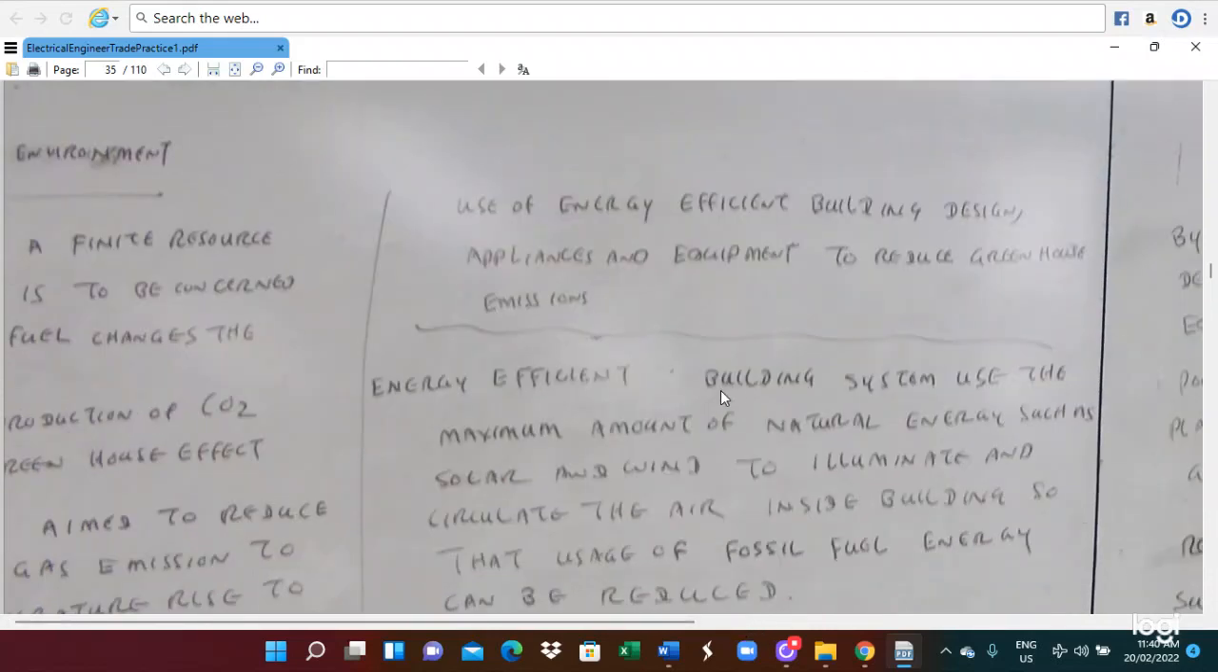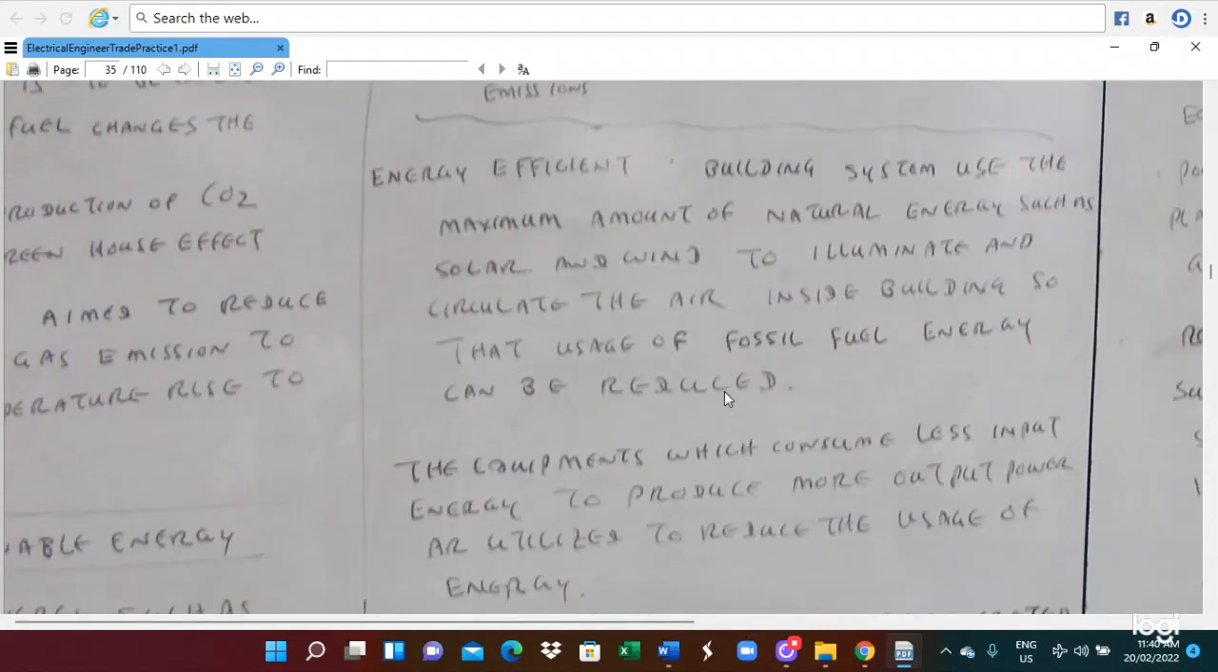We use an energy efficient lighting system. In the building system, we use maximum natural energy such as solar and wind to illuminate and circulate the air. These are important aspects inside the building. Instead of using a fan or air conditioner, natural air circulation in the building is the most healthy and also more energy efficient. So these are the ways the use of fossil fuel needs to be reduced.